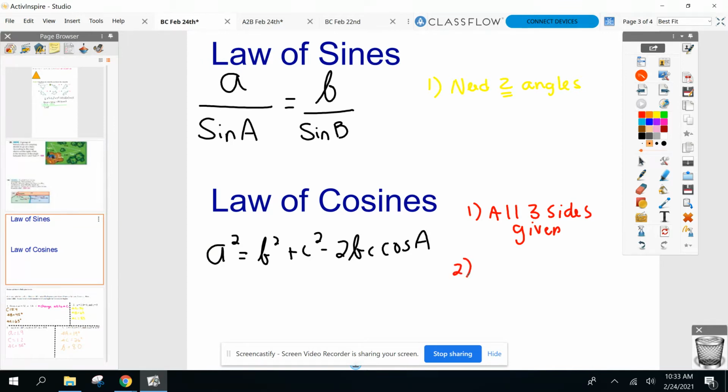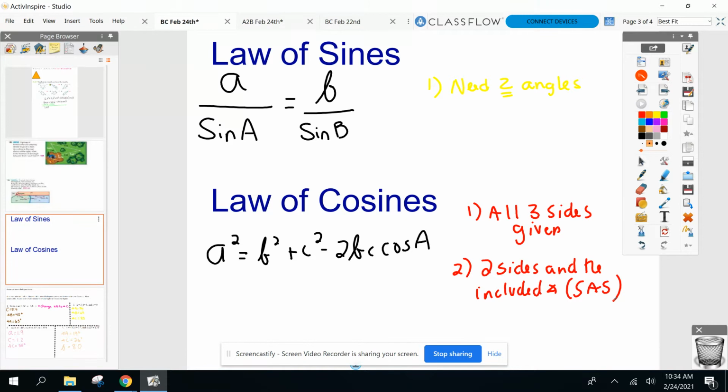Or two sides and the included angle. The angle in between. Almost like think side, angle, side. That's a good way of thinking about it. Two sides and the included angle. And I'll even write that in between. And the included angle. Again, think side, angle, side.